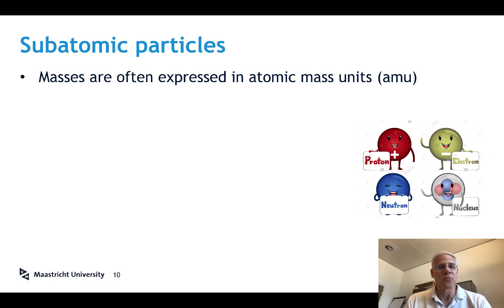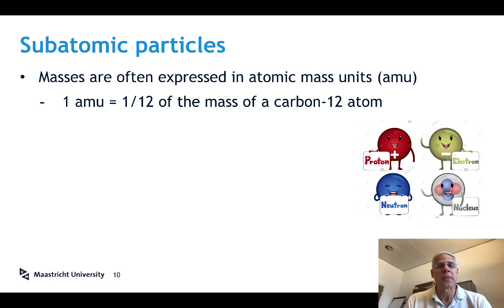Now, as we talk about atoms, we're actually going to get below the level of atoms, and we're going to get into subatomic particles. For our subatomic particles, we often express their masses in terms of atomic mass units, or just AMUs. And how much does an AMU weigh? Well, we had to create a relative measure for that. So we base the mass of the AMU on the mass of a carbon isotope, carbon-12. So one AMU is exactly 1/12 of the mass of a carbon-12 atom.